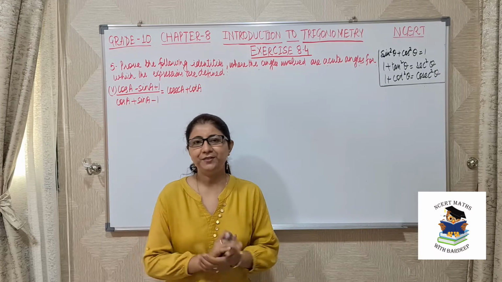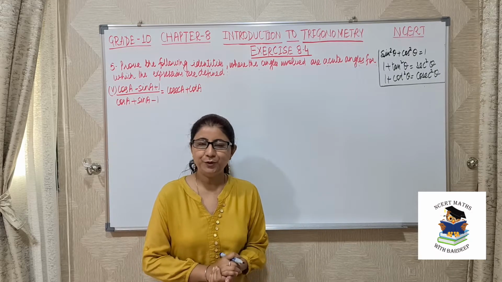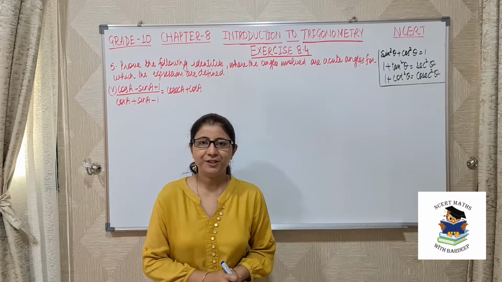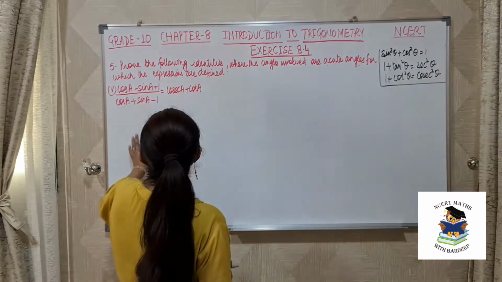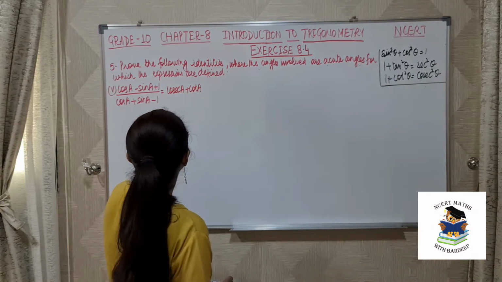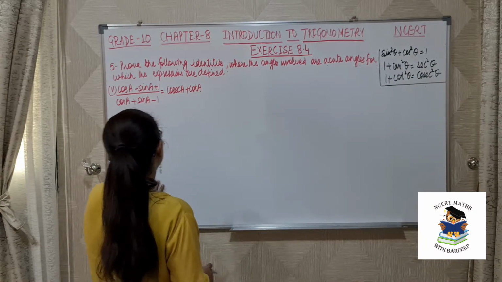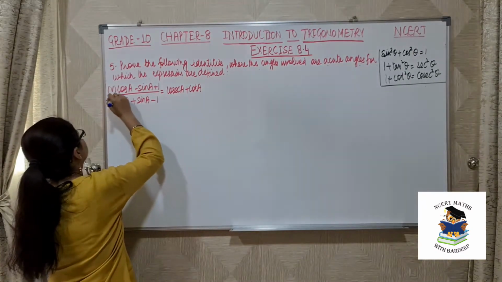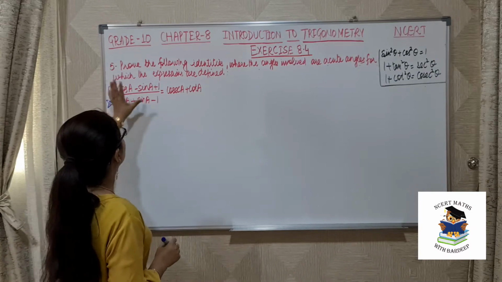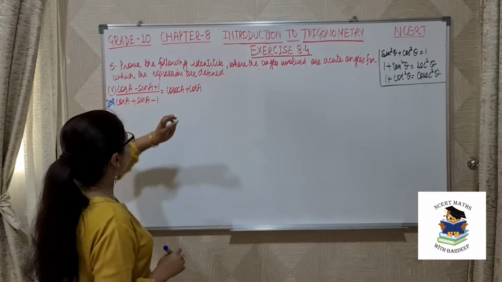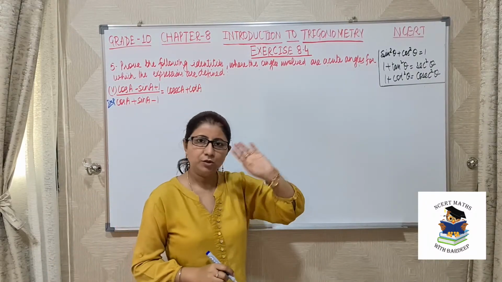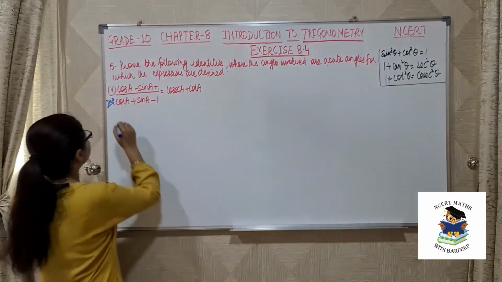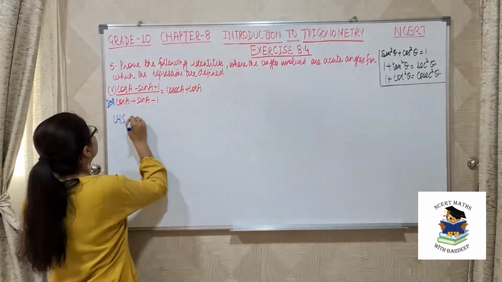Today we are continuing our exercise number 8.4 of chapter 8, that is Introduction to Trigonometry. So the fifth part is again very important. Now in this left hand side we have three terms together. So now let's see how to start this type of question.